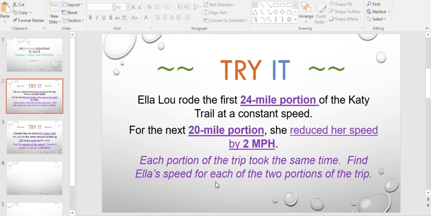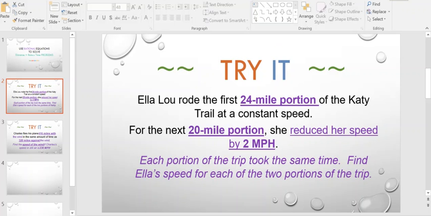Ella Lou rode the first 24-mile portion of the Katy Trail at a constant speed. For the next 20-mile portion, she reduced her speed by 2 miles an hour. She must have been getting tired after going 24 miles on the Katy Trail. So each portion of the trip took the same amount of time. Find Ella's speed for each of the two portions of the trip.